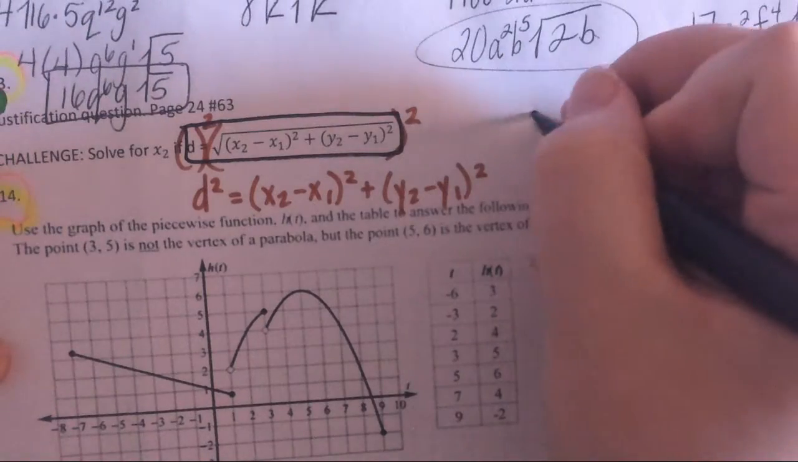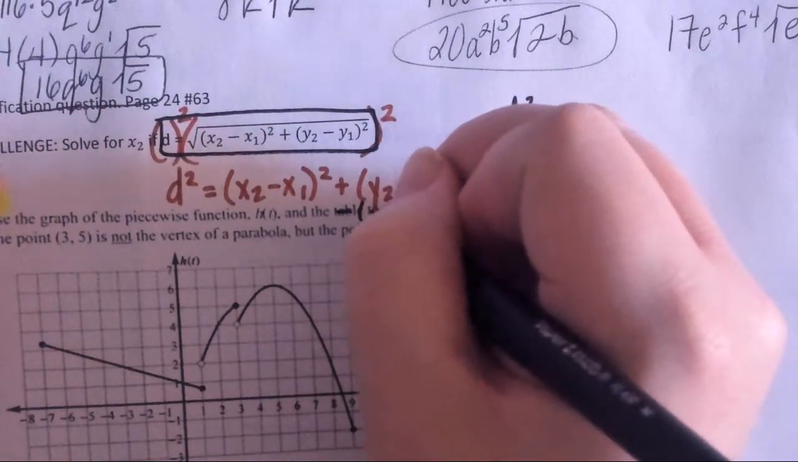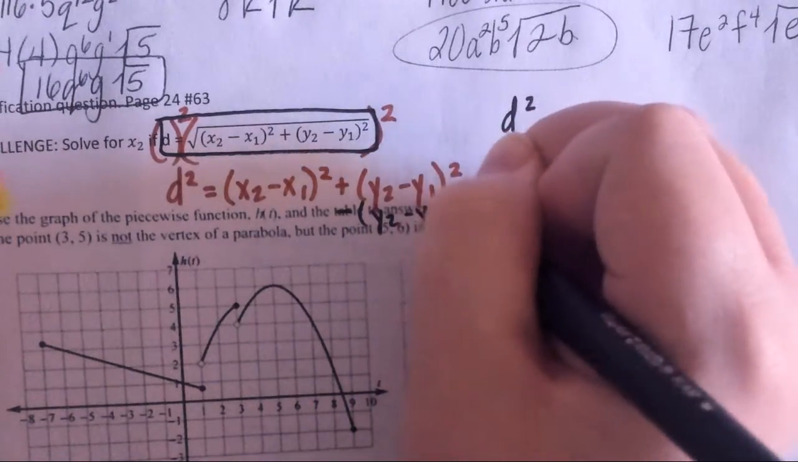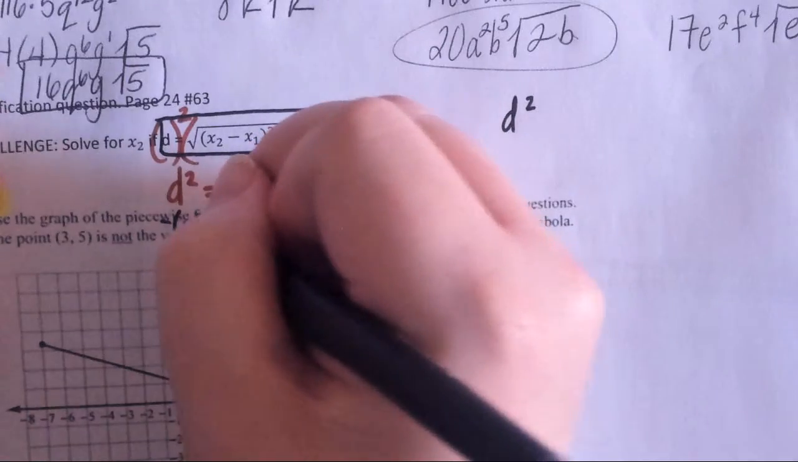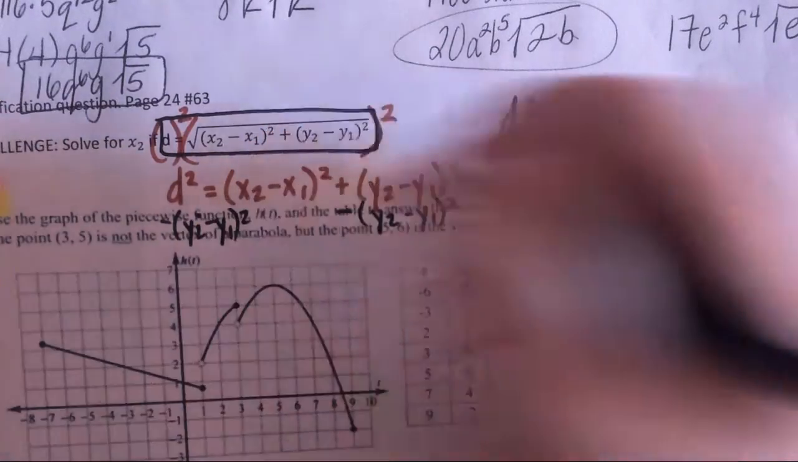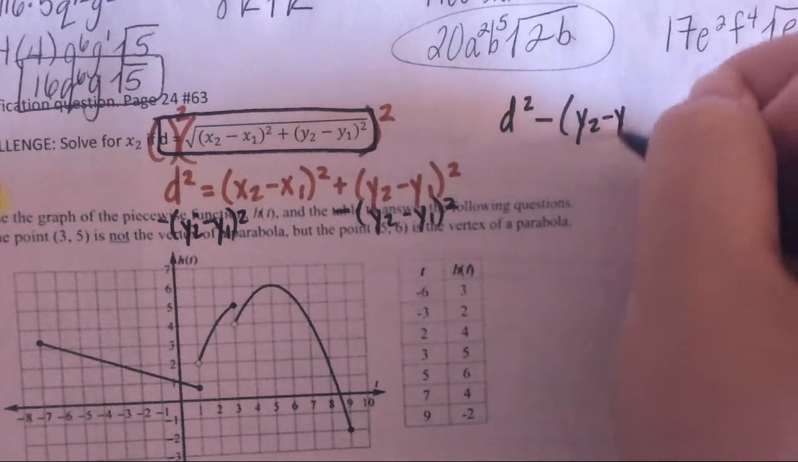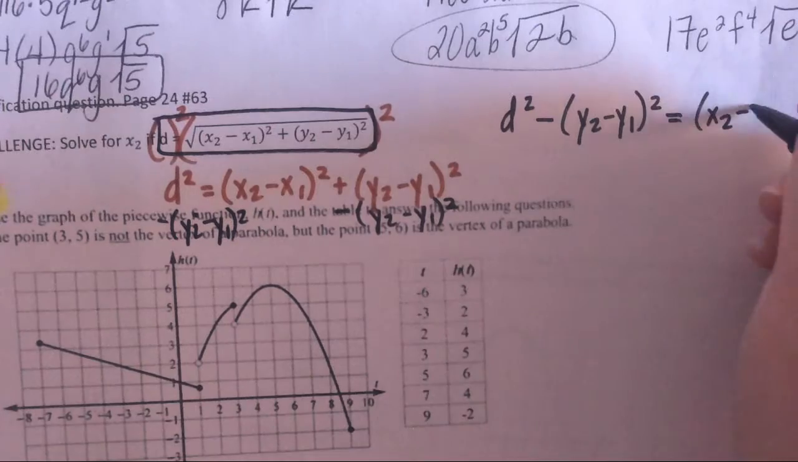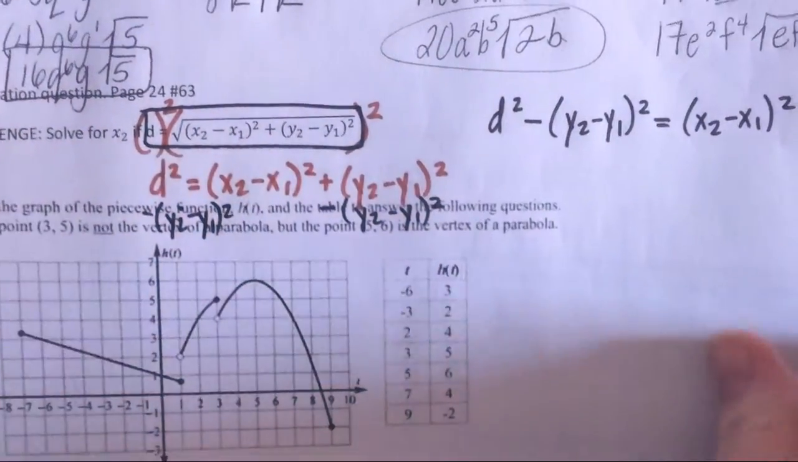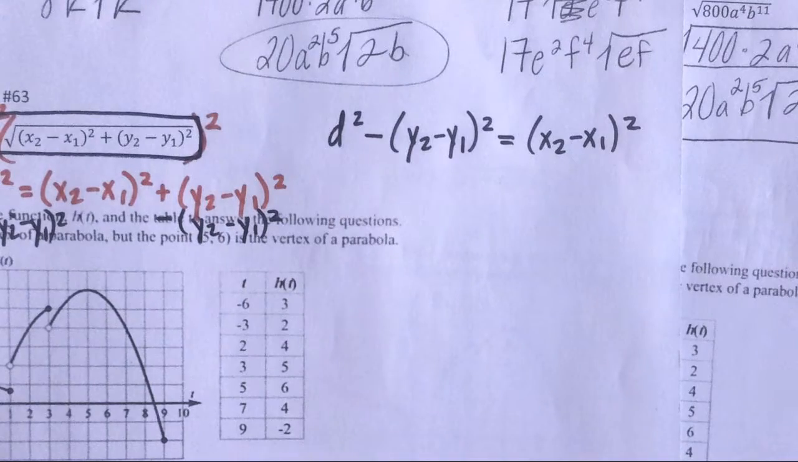So we should have, if I subtract that y term from both sides, so I'm going to subtract y2 minus y1 squared from both sides. Sorry, I said that wrong. So we're going to have d squared minus (y2 minus y1) squared equals (x2 minus x1) squared. So at the end of the day, is this looking any better than what we started with?